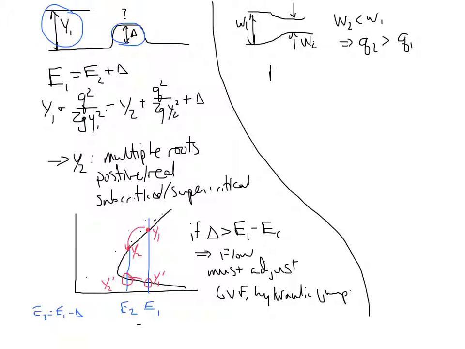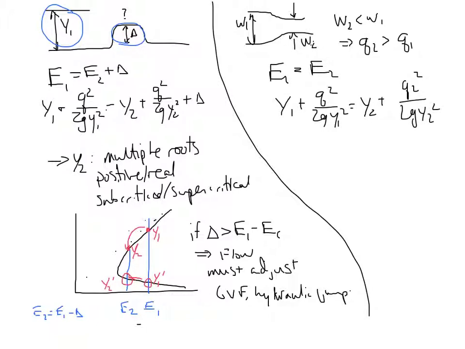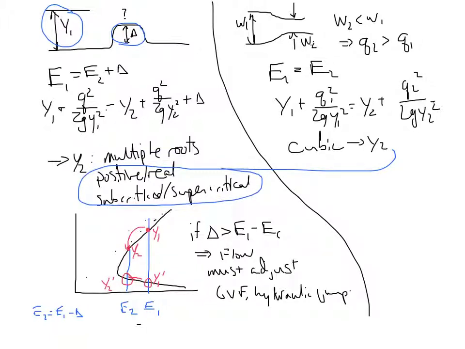We can take the same specific energy equation, E1 is equal to E2, and come up with a cubic that says y1 plus q1 squared over 2g y1 squared is equal to the same expression in the constriction, but now it's q2 squared over 2g y2 squared. Again, a cubic for y2. Same idea as in the case of flow over a bump, looking for positive real roots, and we choose the subcritical or the supercritical.